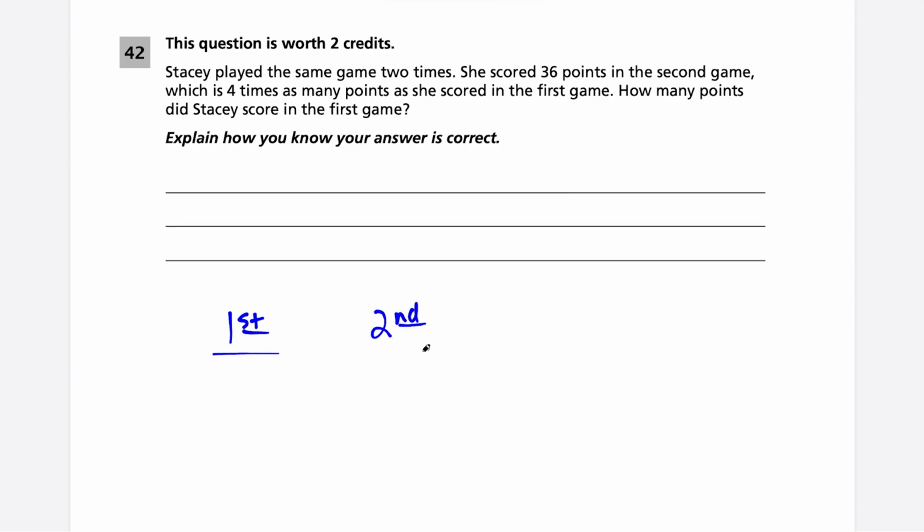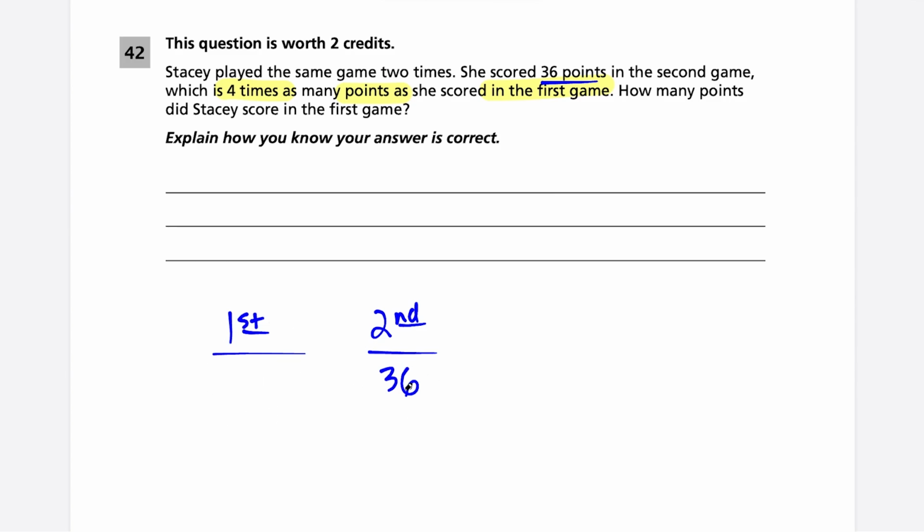So in the first attempt here, Stacy played some game, and we don't know how many points she scored the first time, but we do know that she scored 36 points in the second game. What they did tell us, though, is that this was 4 times as many points as she scored in the first game. So really think about this. If she has some point value here, to get from the first game to the second game, we're going to multiply that by 4.